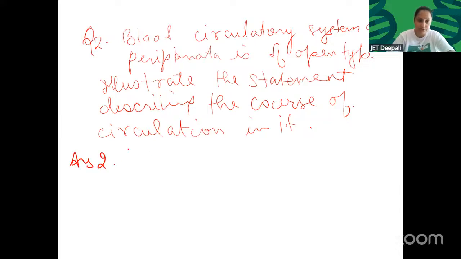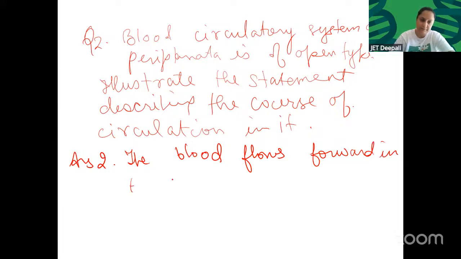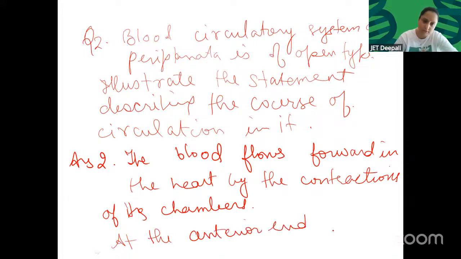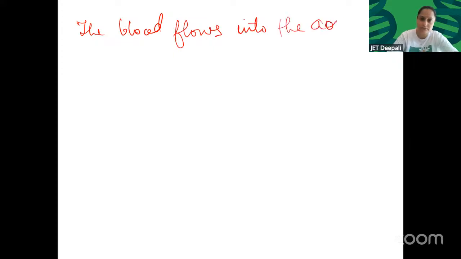Answer number 2, we will write down fast as the time is running out, having another class. The blood flows forward in the heart by the contractions of its chambers. At the anterior end of the heart, the blood flows into the aorta. And from there it enters the sinus of the head.